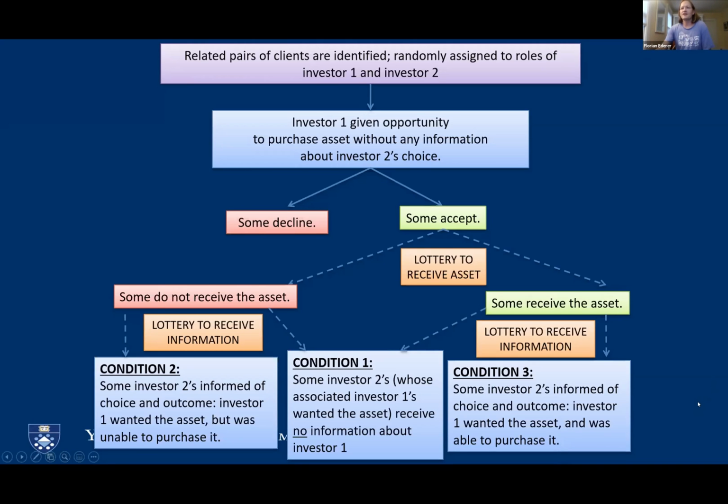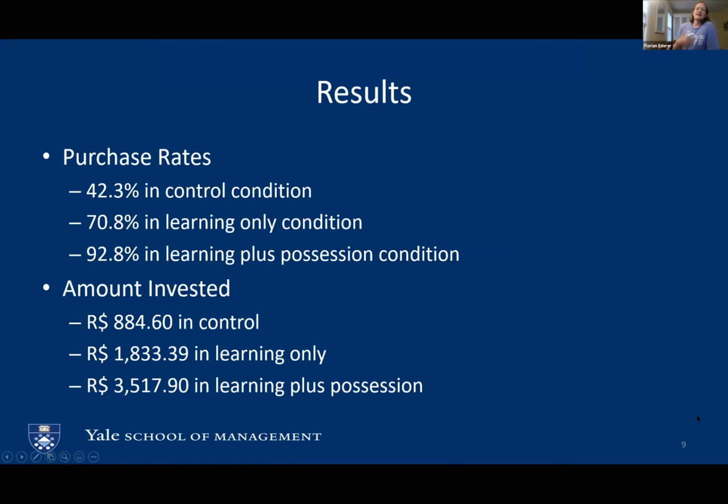Now, what are the results? Results are that in that control condition, so condition 1, you get purchase rates for the investor 2s of about 42%. For the investor 2s in condition 2, where social learning was switched on, but social utility was not switched on, you get take-up rates of about 71%, and you get 93% purchase rate in that learning plus possession condition.